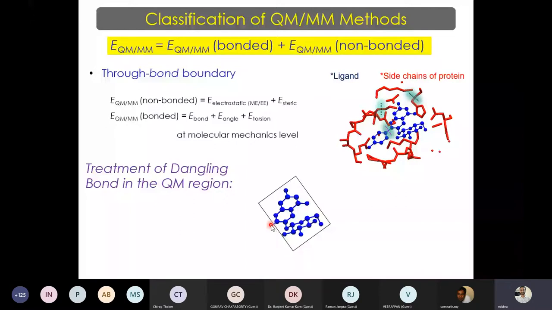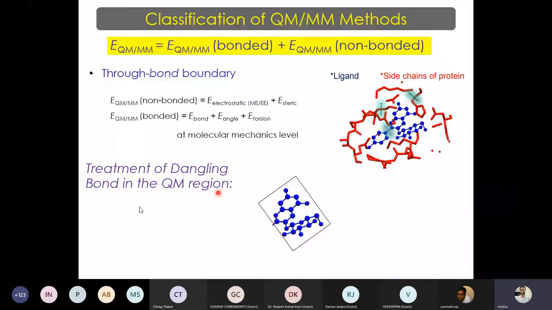When I do a quantum mechanical calculation on this kind of system, where there is an extra unpaired electron, this electron can get delocalized over the system, and it can cause mayhem there. So I must take care of this free electron, because the free electron is called a radical. As you know the meaning of radical, the radical can radicalize the entire system. So I want to neutralize that part. How do I treat this dangling bond in the QM region? This is the famous dangling bond problem.